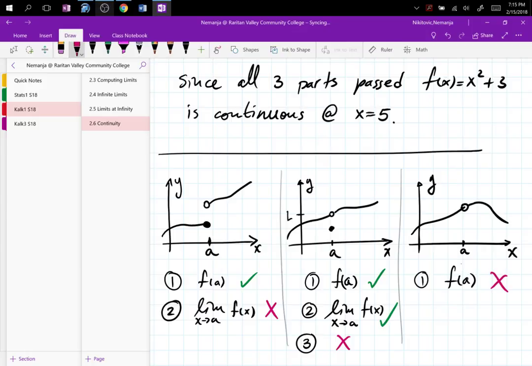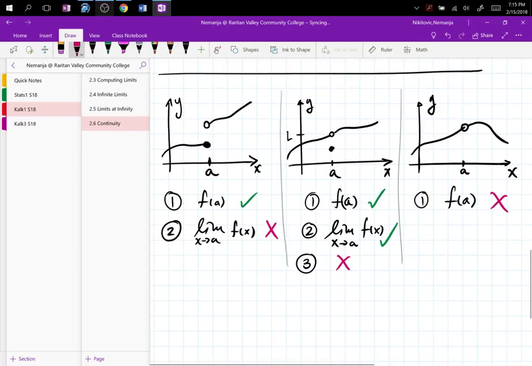Function value doesn't exist. So now you see the 3 rules, and you see that if you violate any of the 3 rules, the function becomes discontinuous immediately. So you can violate rule number 1, rule number 2, or rule number 3, in any one of these.